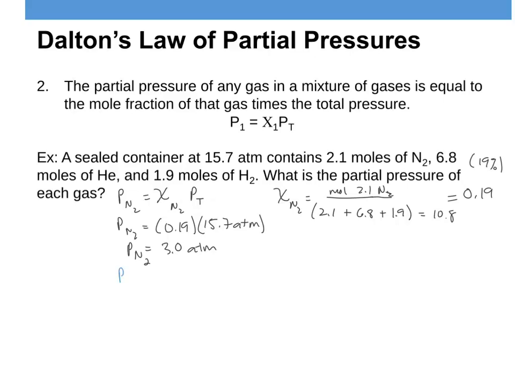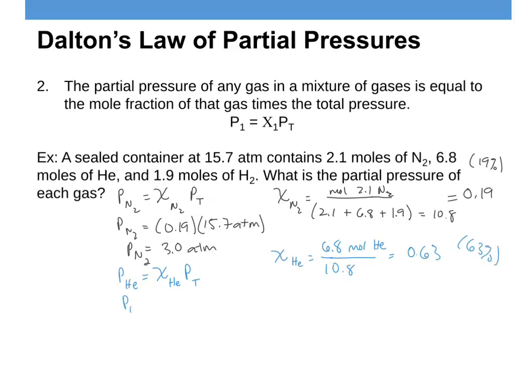Now I will repeat that for the other one. So if I want to know the partial pressure of the helium, I need to find the mole fraction of helium and multiply that by the total pressure. So my mole fraction for helium is going to be how many moles of helium there are, apparently 6.8 moles of helium, and divide that by the 10.8, which is the total, right? I'm just not showing all of the adding, but 10.8 is the total. So that I get, let's see here, 0.63, or in other words, 63% of this mixture is helium.